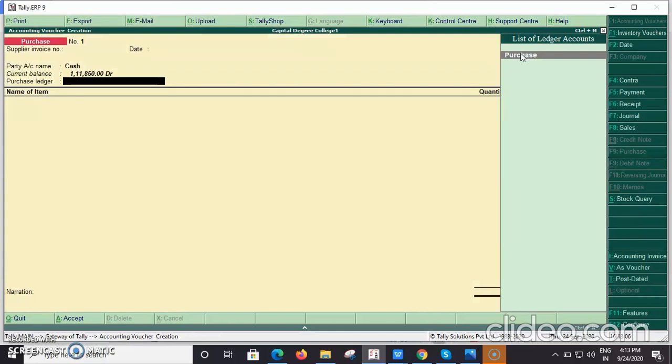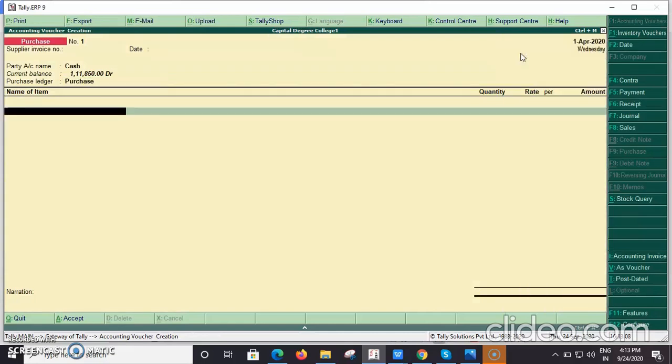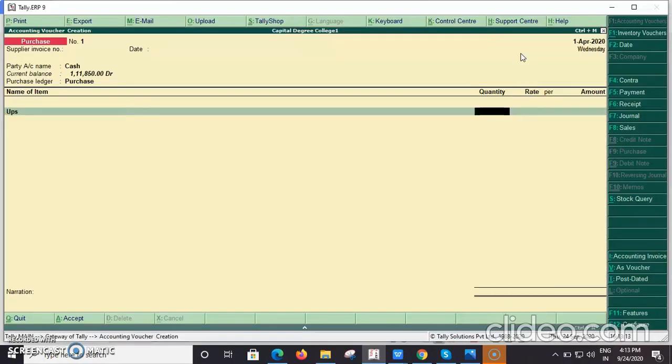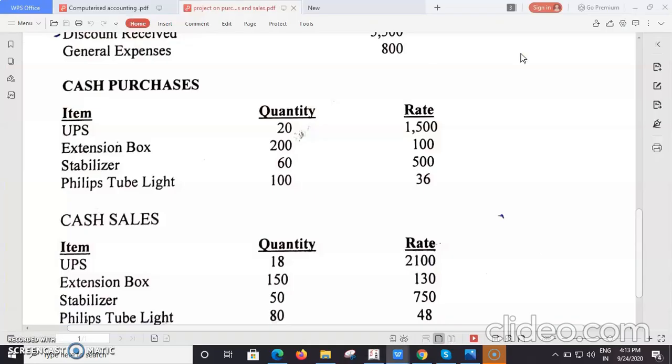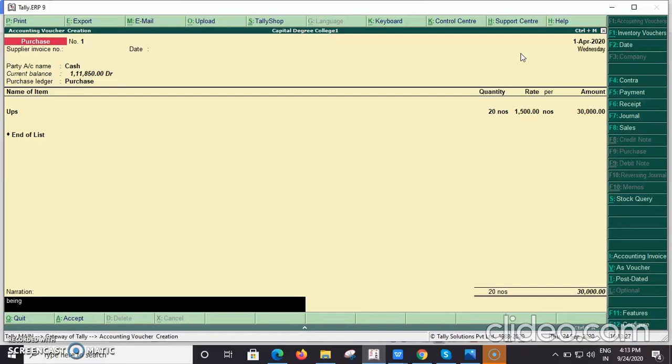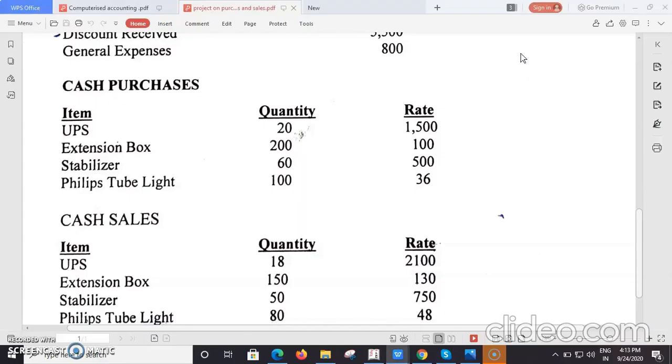So details here, purchase ledger under purchase, right? What is the item? First, purchase UPS. Quantity how much? 20 quantity, per unit 1,500 is the rate. 30,000. Okay, right, fine. Here in narration you can write, being UPS purchased for cash. In the same way we have to create others also.